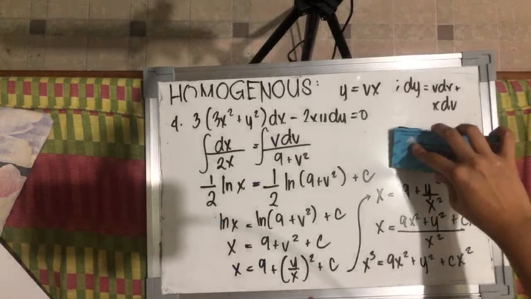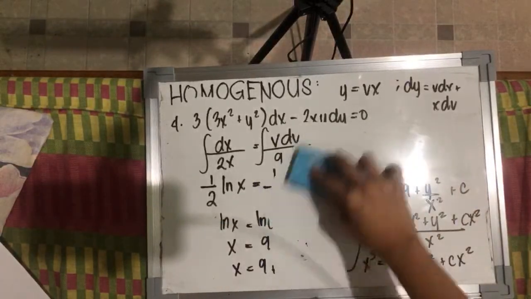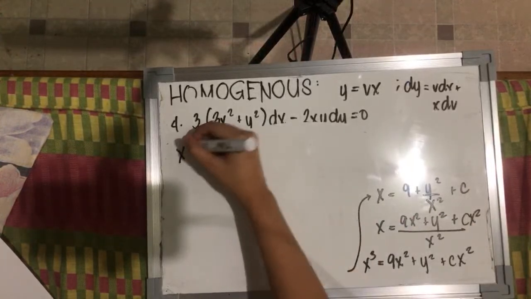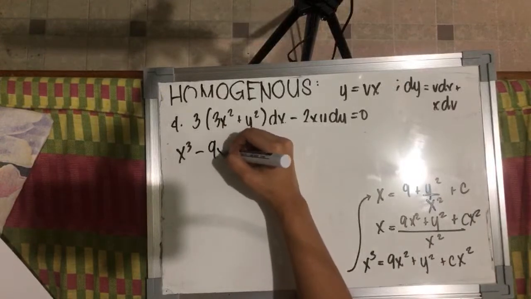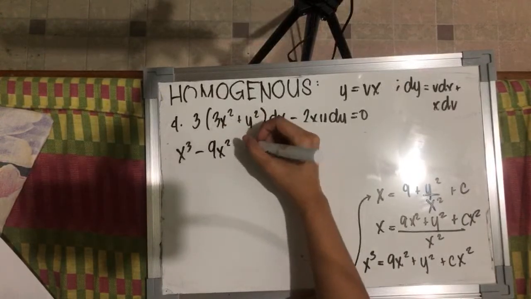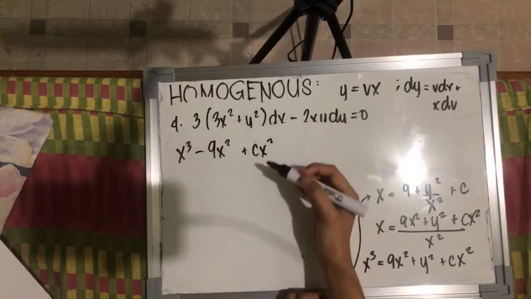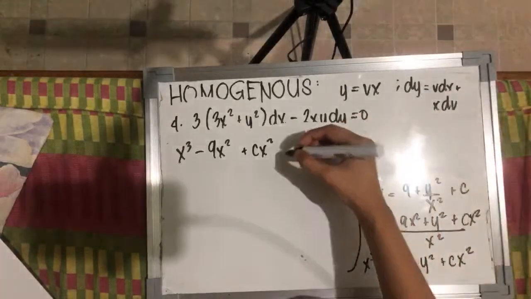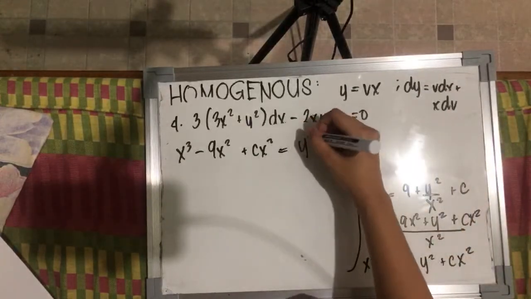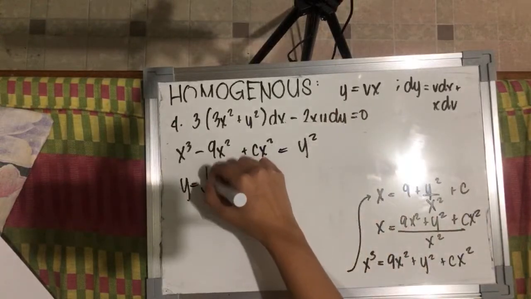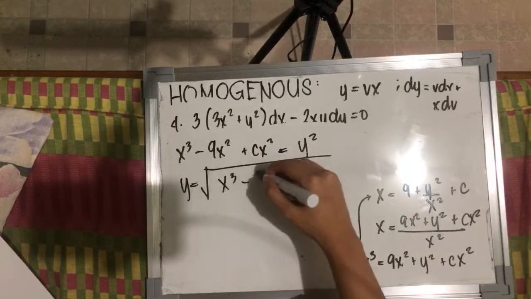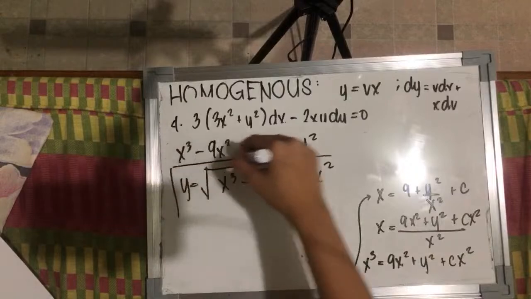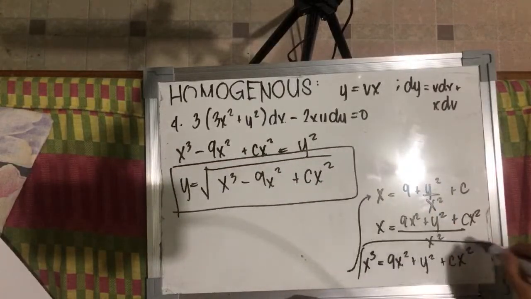So, para makuha yung equation ni y, x cubed, transpose natin sa kabila, minus 9x squared plus cx squared. Kahit ano naman yung sign ni c, kasi constant naman yan, any constant. So, hindi siya magbabago. So, is equal to y squared. So, y is equal to square root of x cubed minus 9x squared plus cx squared. Pwede ito, pwede rin ito yung solution.